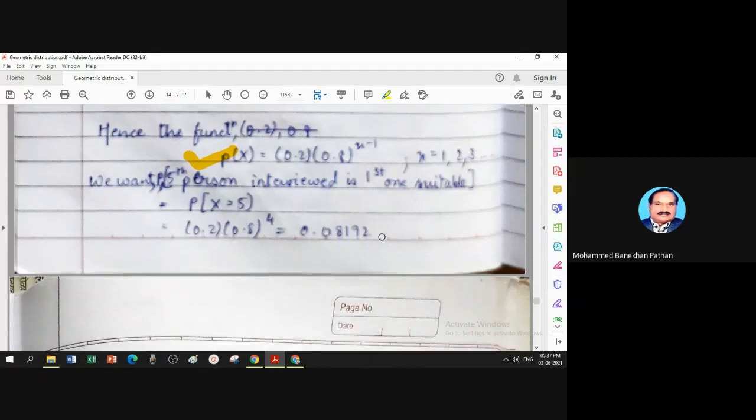That's why it is 0.2 multiplied by q raised to 4. How does this 4 come? Because the previous 4 trials are failures. That's why it is the failure chance to the power. Now you simplify by calculator, so this gives the required probability.